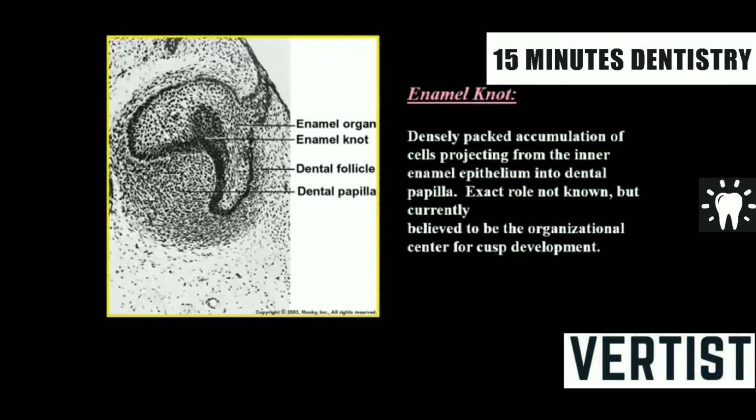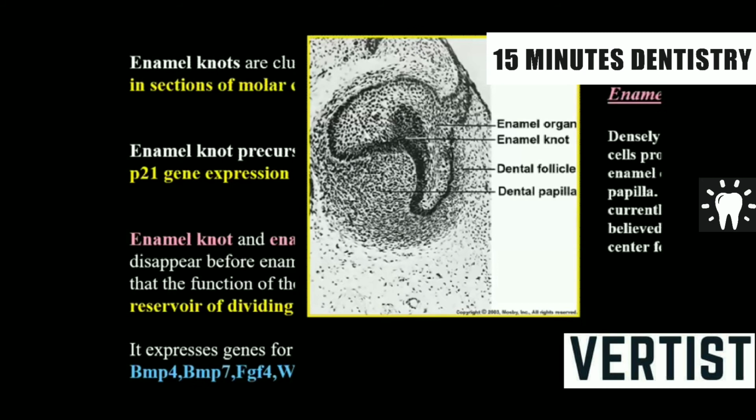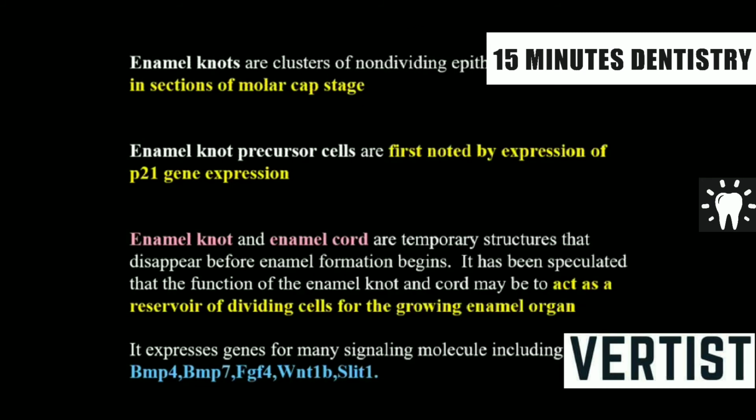So what is enamel knot? In the center you can see it's a densely packed accumulation of cells projecting from the inner enamel epithelium into the dental papilla. And the exact role is not known. But nowadays they say that enamel knot is responsible for which tooth is going to form, whether it's an incisor, premolar, molar, etc. So now enamel knot's role has been established. Enamel knots are clusters of non-dividing epithelial cells visible in a section of the molar, usually in the molar cap stage. It is first noted by expression of the P21 gene.